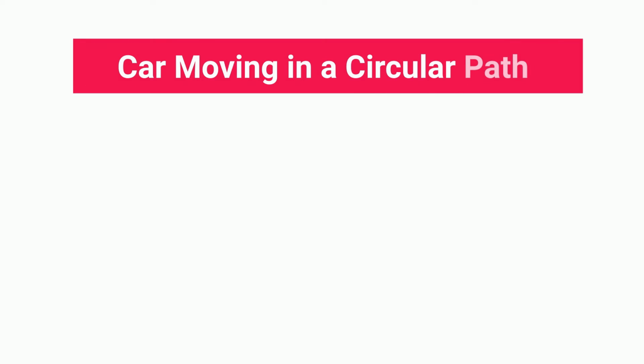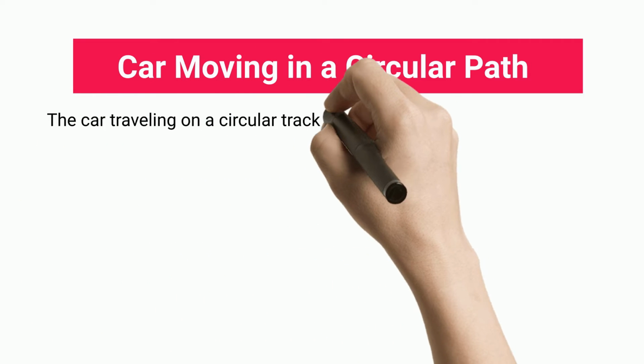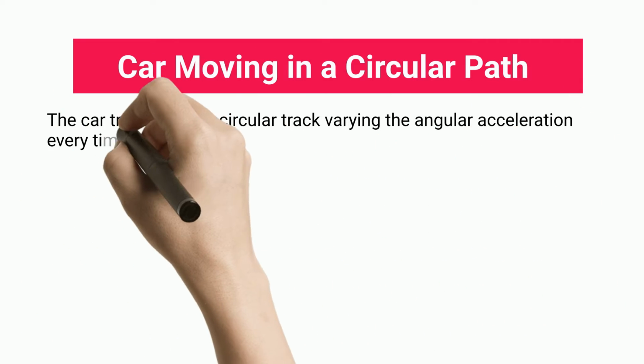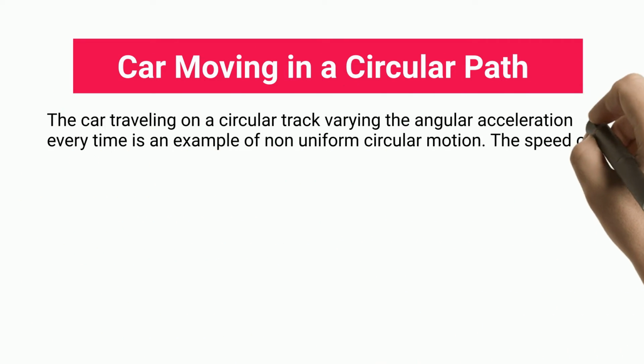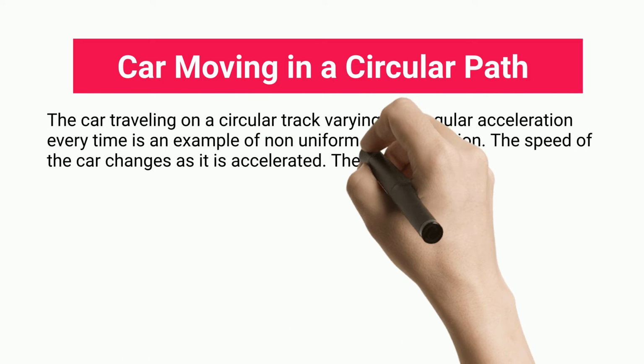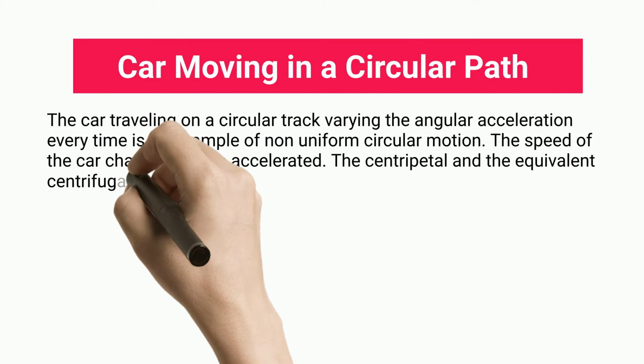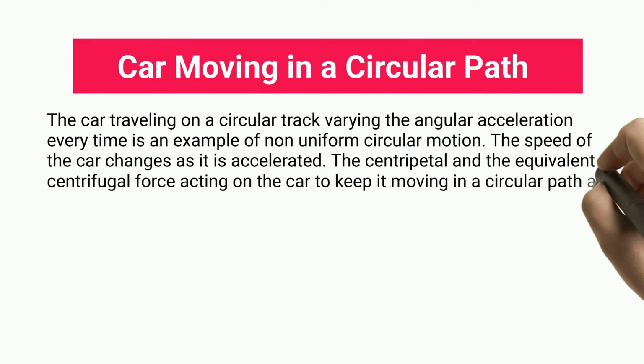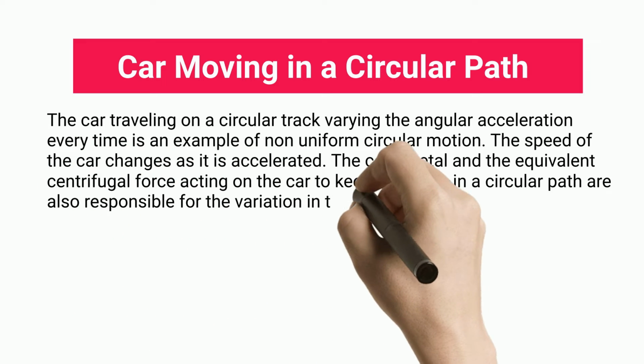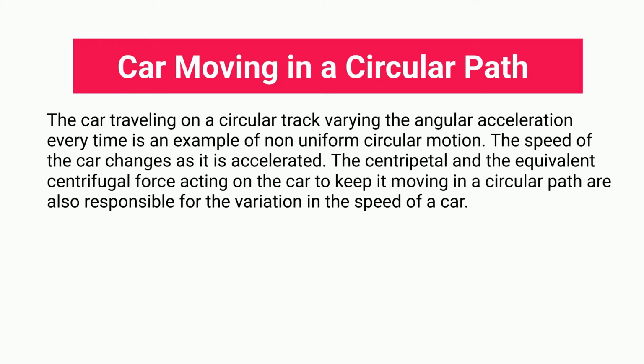Car moving in a circular path. The car traveling on a circular track, varying the angular acceleration every time, is an example of non-uniform circular motion. The speed of the car changes as it is accelerated. The centripetal and the equivalent centrifugal force acting on the car to keep it moving in a circular path are also responsible for the variation in the speed of a car.